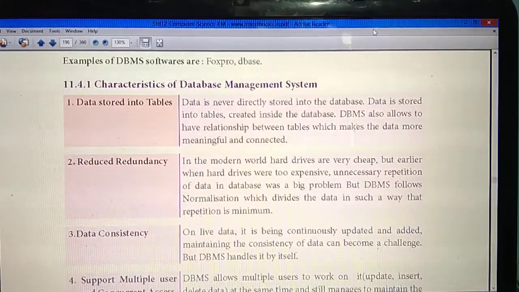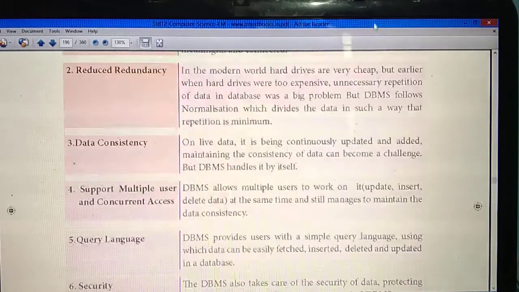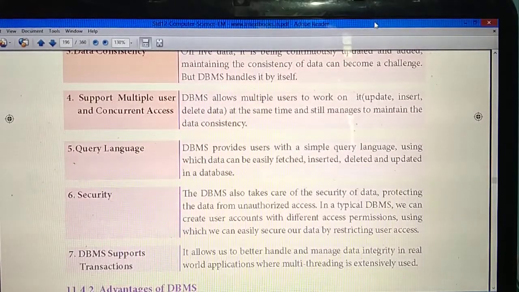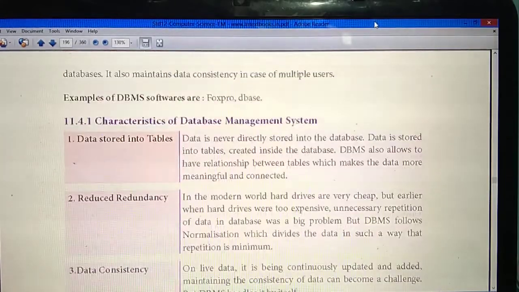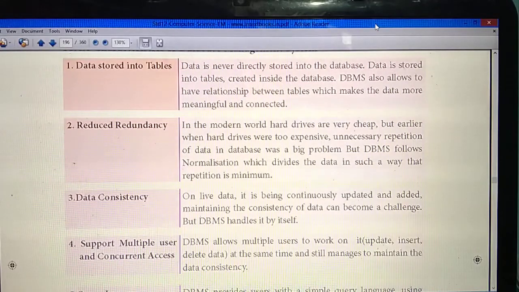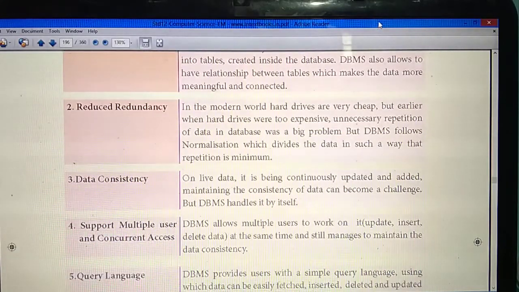Very important 5 mark question: characteristics of a database management system. How many characteristics have you studied? Totally 7 characteristics. Very important. So what are the characteristics? First, data stored in tables. All the details in DBMS are stored in tables. Next, reduce redundancy. In a database, the entered details won't get repeated. To avoid repetition, you are using a concept called normalization. Next, data consistency. Each time you can update the details, but the already stored data won't get changed. You should maintain consistency.